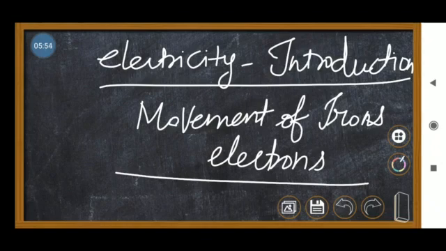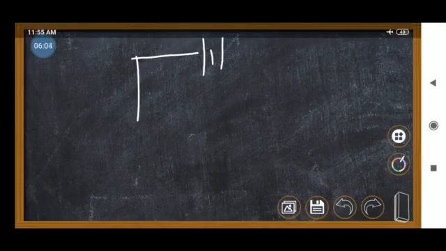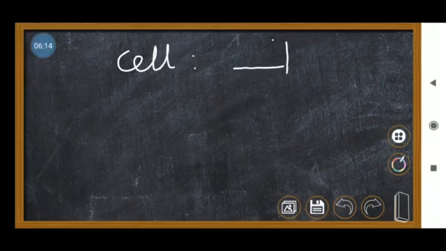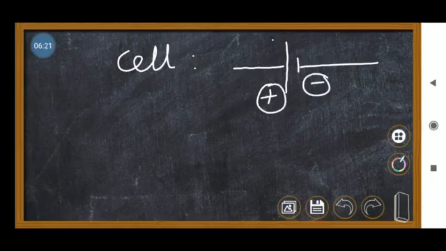Then the next thing is, what is an open circuit and what is a closed circuit? Before that, we'll come to the symbols. First, the symbol for a cell: one big line and one small line. The big line represents positive and the small line negative. This is the symbol for a cell.